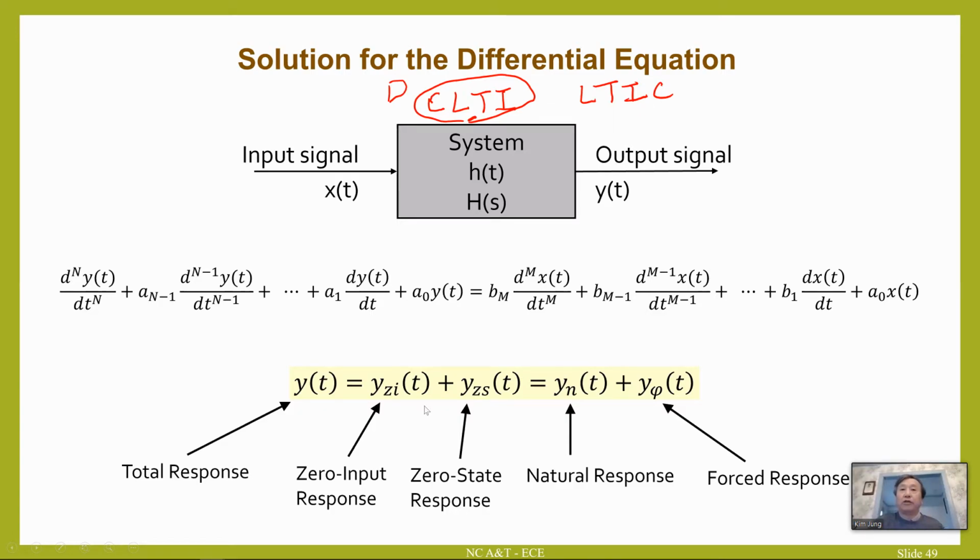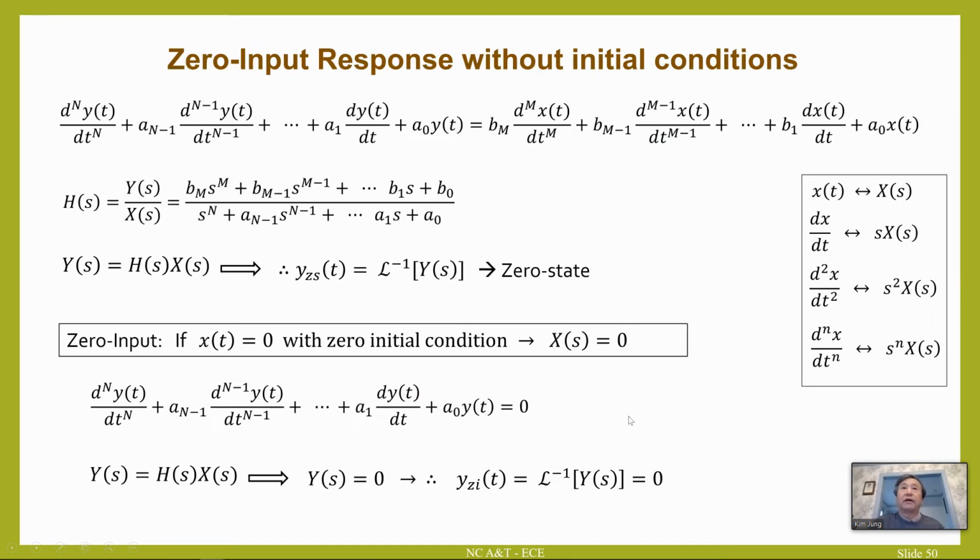So now we're going to go to the zero input response. As I told you, for the zero input response, the right hand side of the equal sign is made zero. Suppose x of t is zero and the initial condition equals zero, then this side is zero, and the zero input response must be zero. So without an initial condition, the zero input response is going to be zero.